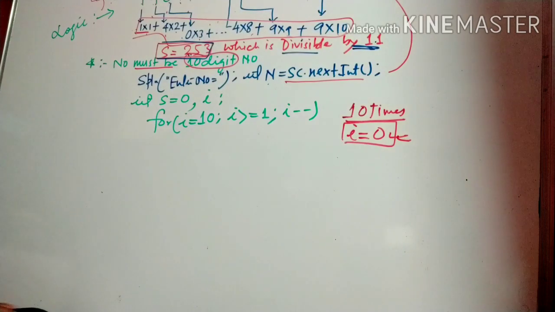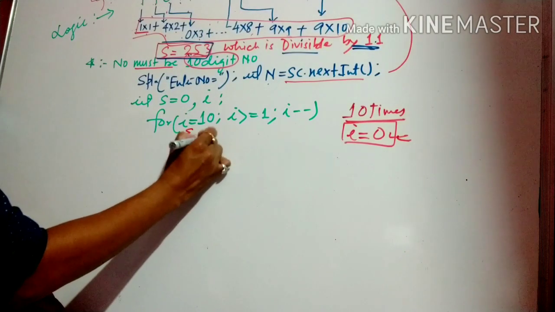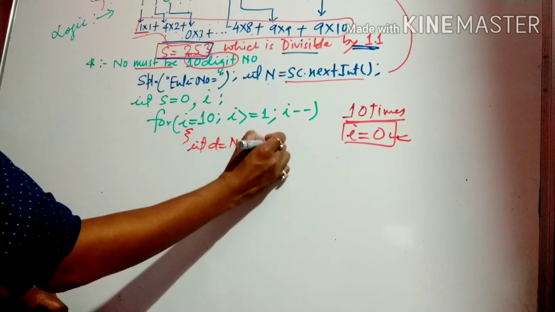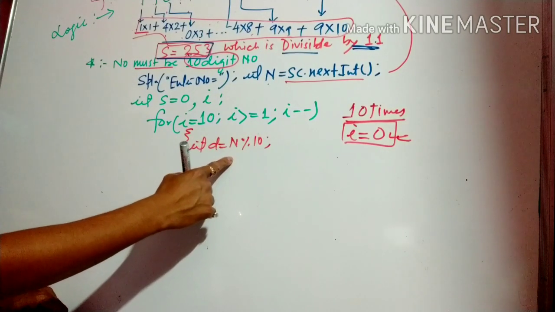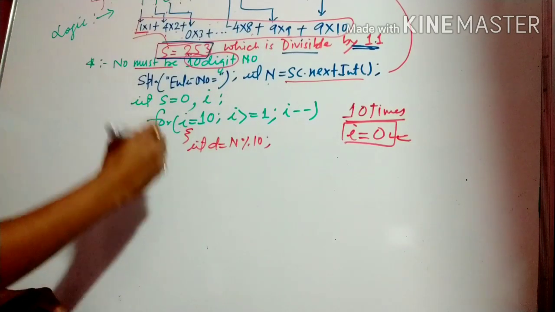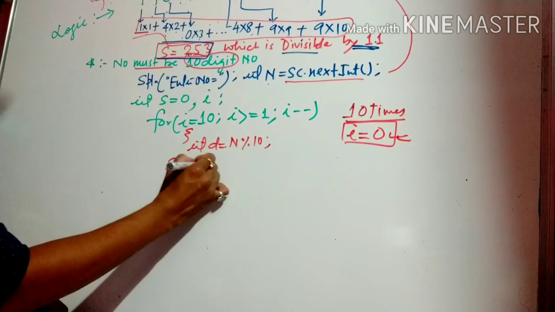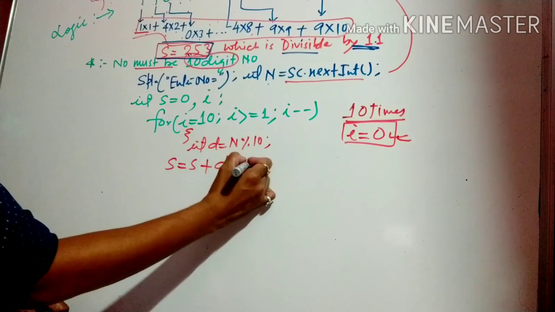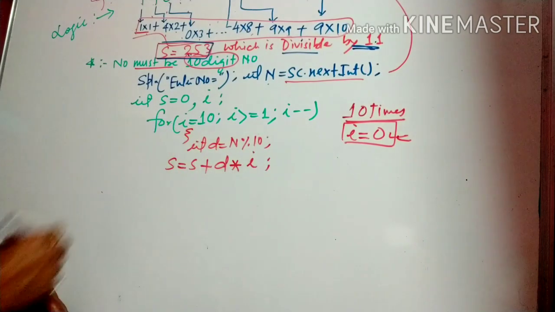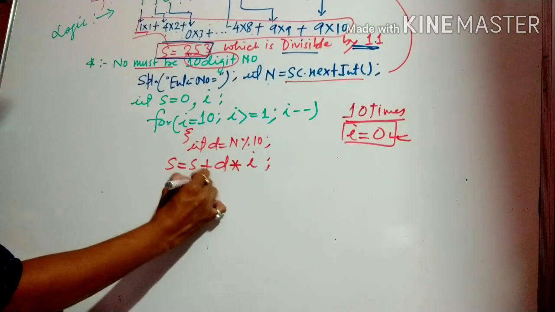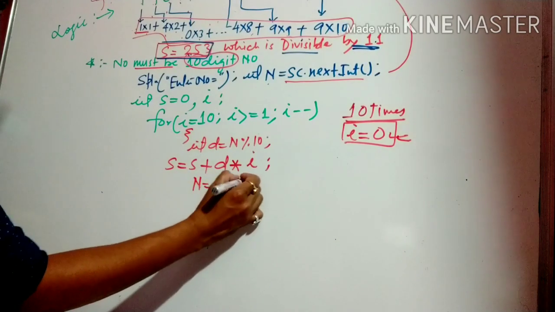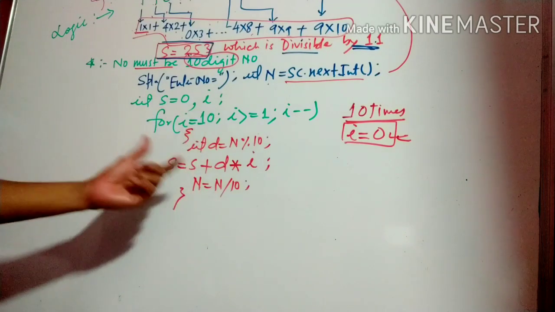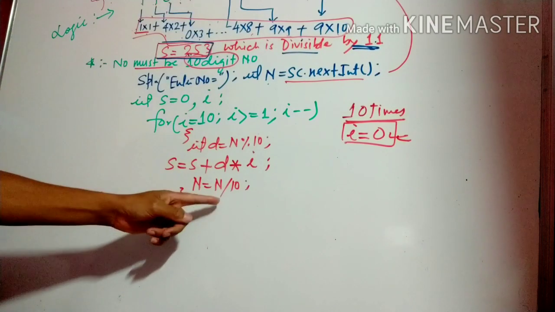Now, integer d equal to the number n modulus 10. Here we will get the last digit, extract the last digit 9, and s equal to s plus 9 multiplied by i. What is the value of i? 10. And n equal to n by 10. Then we will get the next digit.